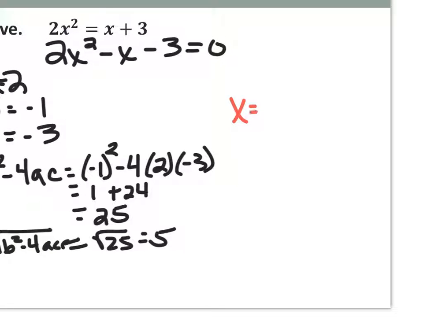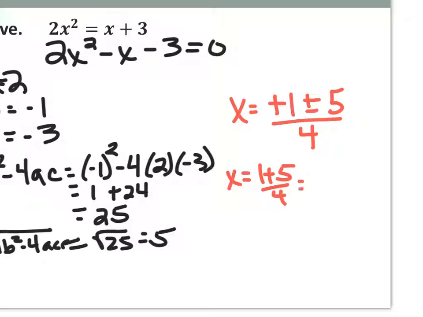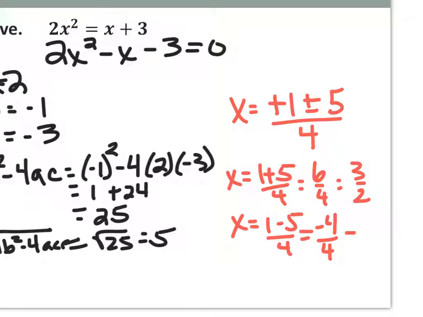X is equal to negative b, negative 1, plus or minus the square root of b squared minus 4ac. We found that to be 5, all over 2a, which is 2 times 2, which is 4, so it's all over 4. So this gives us x equals 1 plus 5 over 4, which is 6 over 4, or 3/2, and x equals 1 minus 5 over 4, which is negative 4 over 4, which is negative 1. And so these are two solutions.